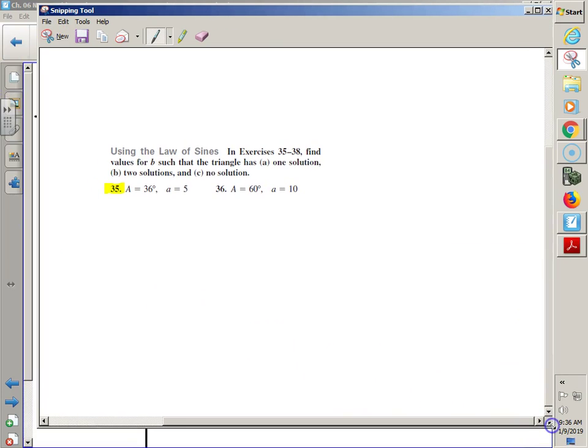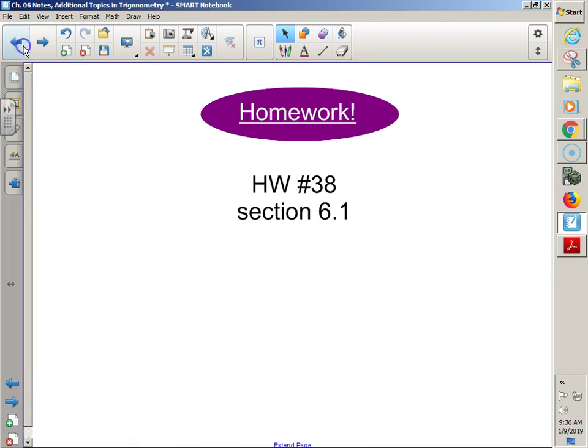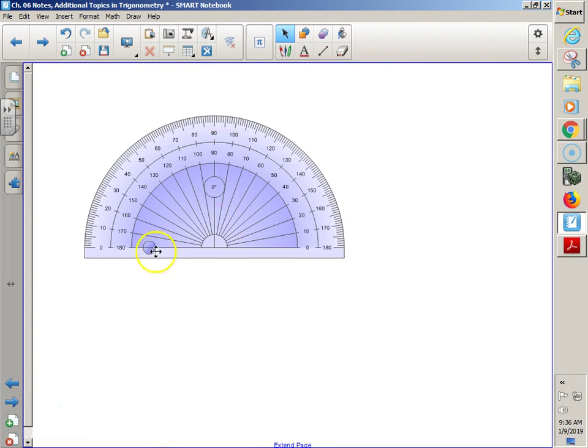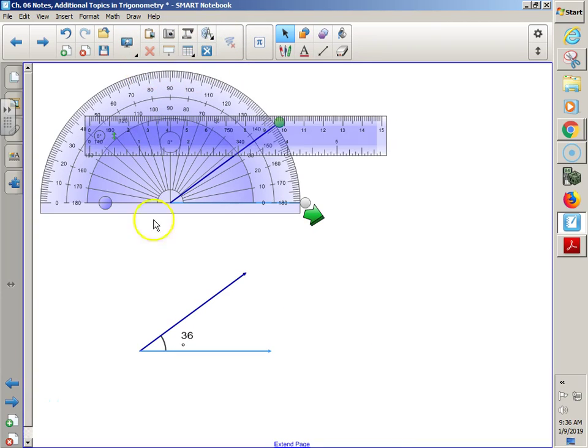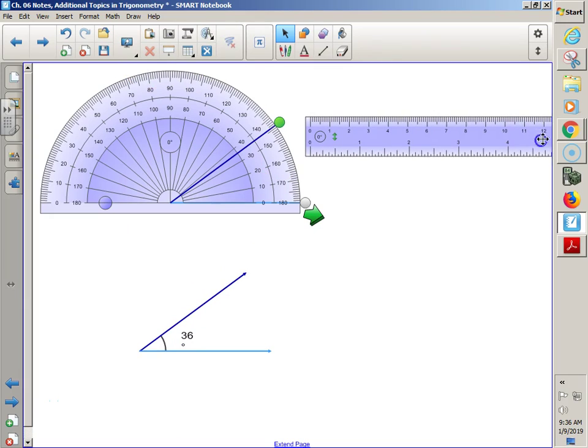Number 35 gives us just an angle and a side, which isn't a huge deal. If I wanted to be super snazzy, I could grab out my nifty-difty protractor and actually measure 36 degrees so that you guys believe me when I give you a pretend angle. There we go. Okay, so now that I have my 36 degrees, they also told me, what side is 5? The opposite side. That's where they got nasty. They didn't give you the side that goes along the angle. They gave you the opposite side, which is pretty mean. So I'm going to go ahead and get my opposite side of 5. 1, 2, 3, 4, 5.